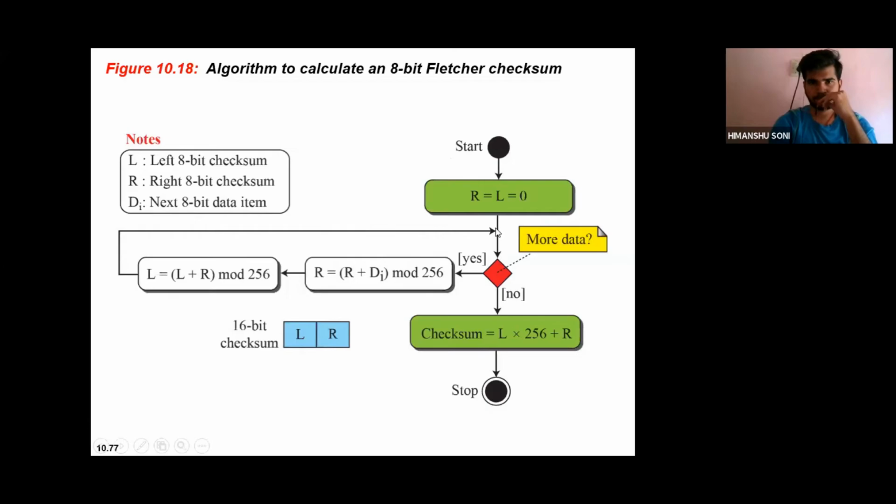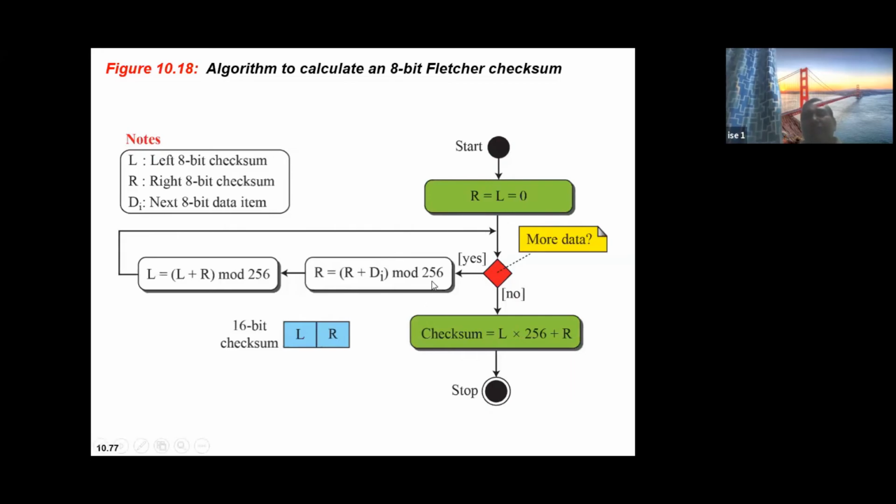Now what is happening is I'll be coming here. I'll be checking whether more data is there. Initially R, right, is 0. Assuming that some 5 numbers are given, here I'll be taking the first 8-bit data and adding it to the right part. So the right part was 0 plus the first data, which is the first data. Assuming that this first data was equal to, say, 45.